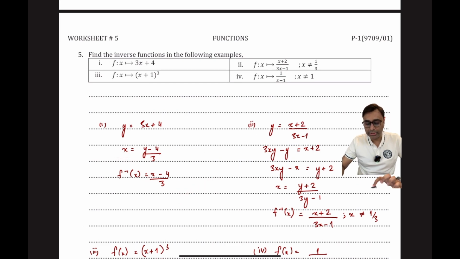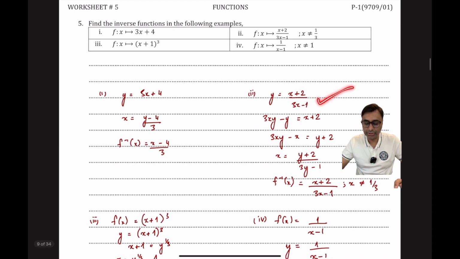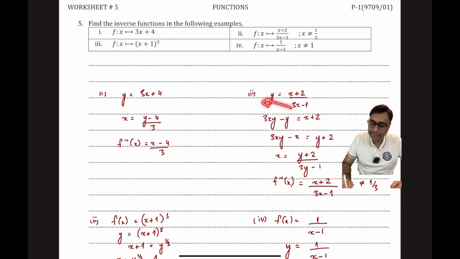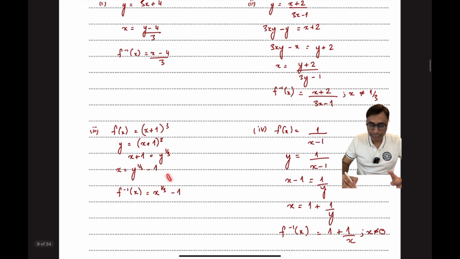So I'm going to do the same thing in all these different situations. Sometimes it might be a little tedious algebra, but my goal, my target should remain the same. I have again rearranged this equation, made x the subject, and found the inverse function. So I'm doing the same thing in all of these different examples. So that's how you basically find the inverse functions.